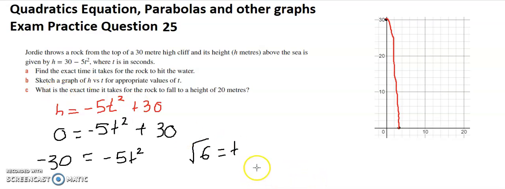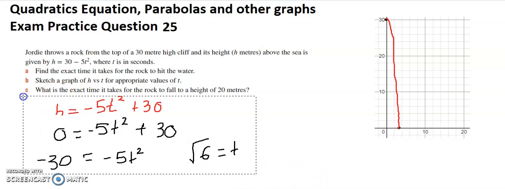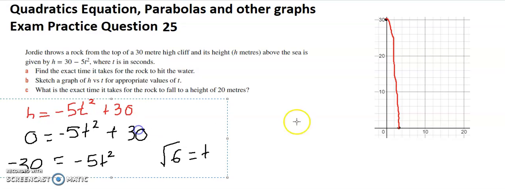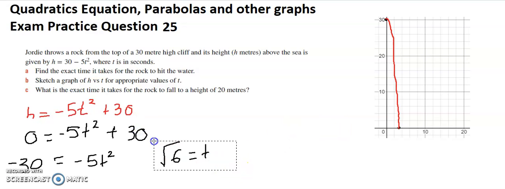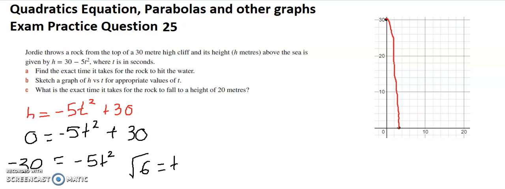Then the second thing it says, what is the exact time it takes for the rock to fall to a height of 20 meters? Well, I just need to change my equation. It's going to be h equals negative 5t squared because gravity's fall rate will always be the same. But instead of starting at 30 high, I'm starting at 20 high. I again make h 0 and I solve.